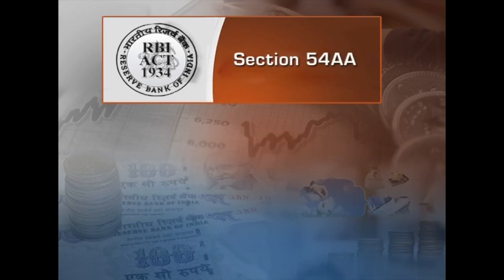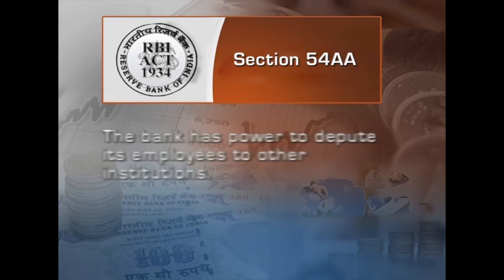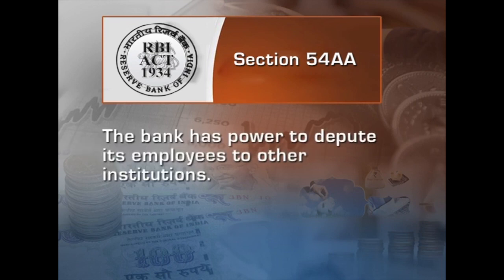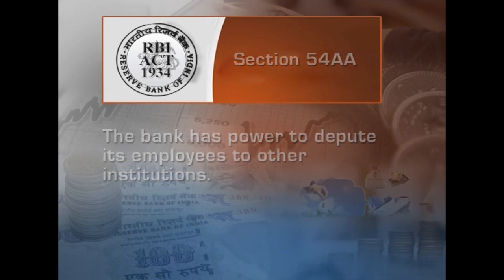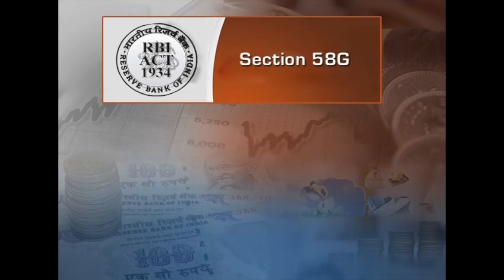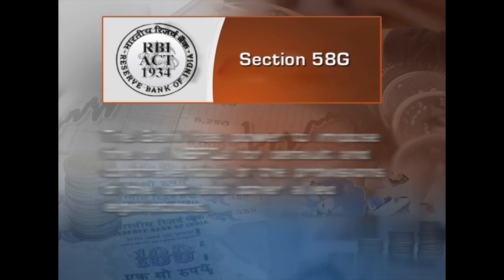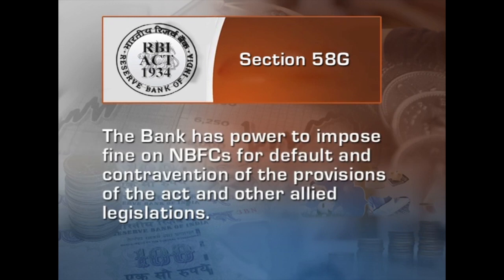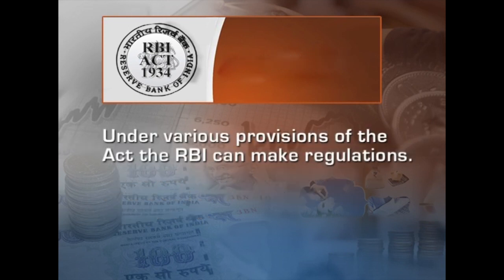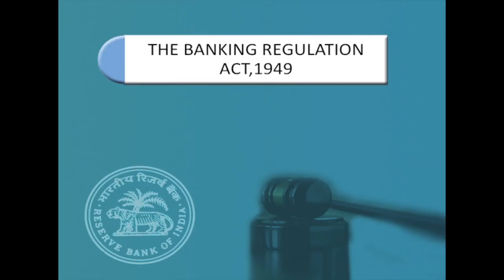H. Under Section 54AA, the bank has power to depute its employees to other institutions. I. Under Section 58G, the bank has power to impose fine on NBFCs for default and contravention of the provisions of the Act and other allied legislations. J. Under various provisions of the Act, the RBI can make regulations. 2. Under Banking Regulation Act 1949.